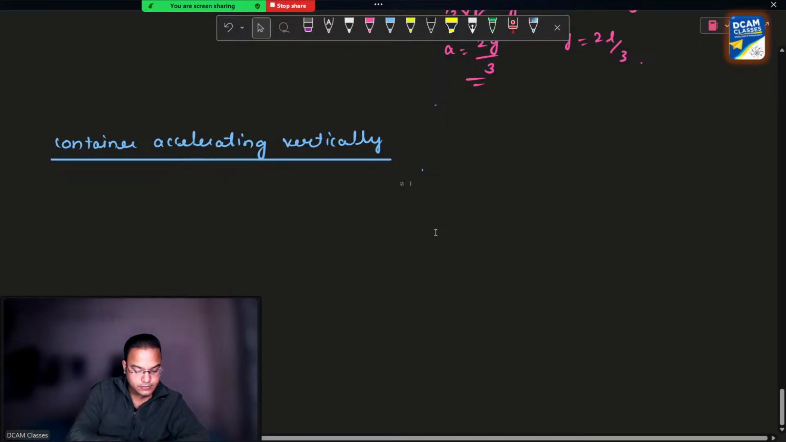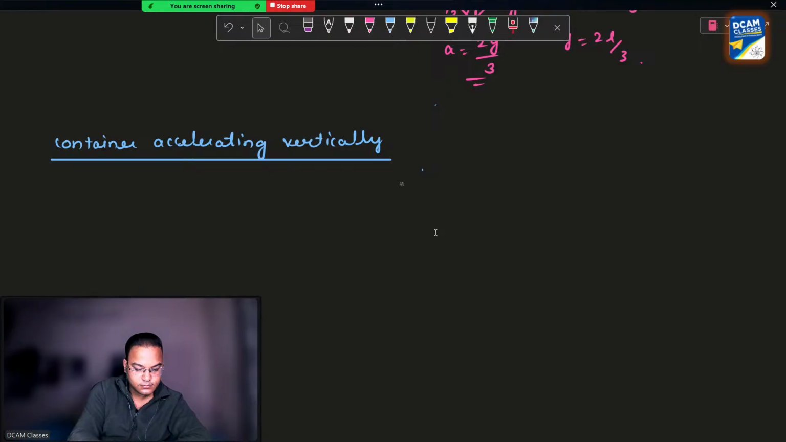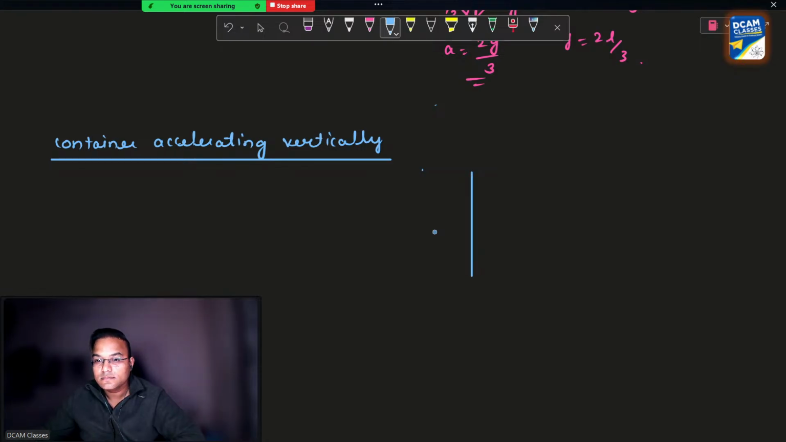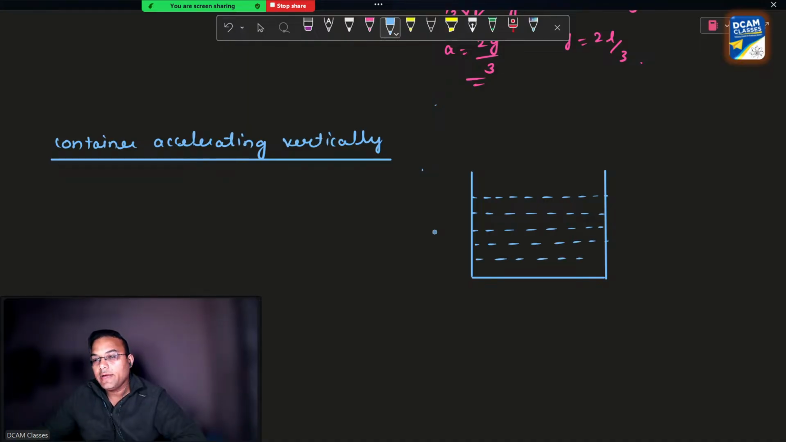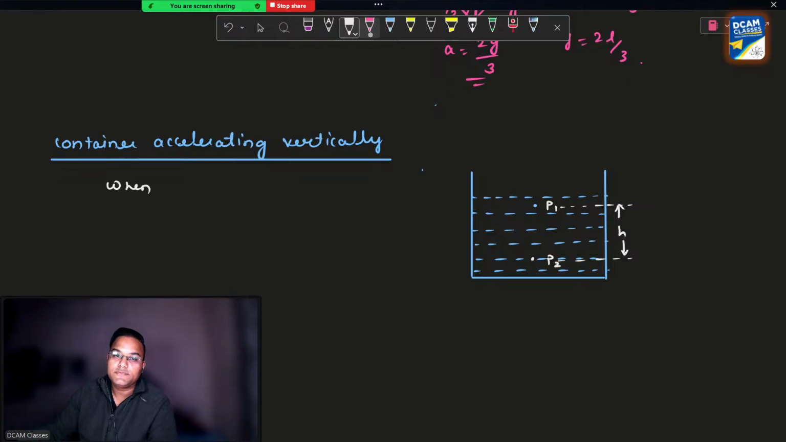Let me draw the container first. This is our container. We actually know, whenever the container is just kept as it is, if we take two points, one is this P1, another is P2, and suppose they are separated by height h, the pressure difference is given by, first, when no acceleration is there.